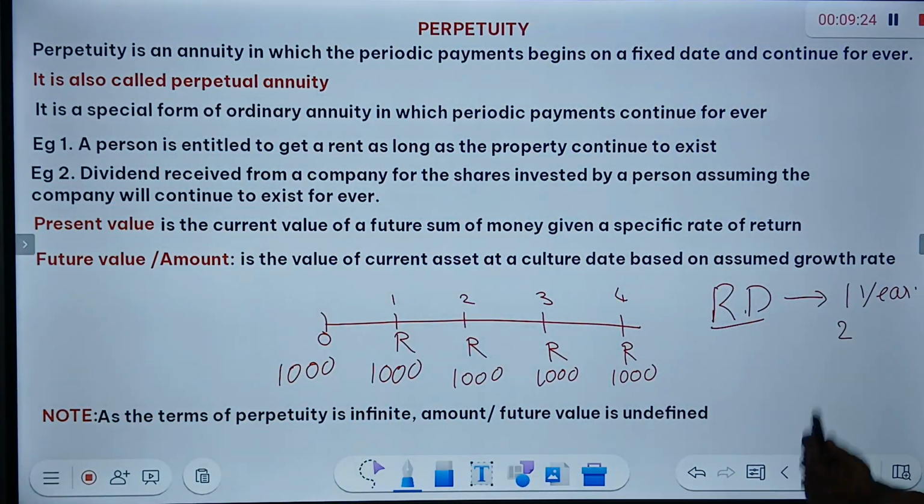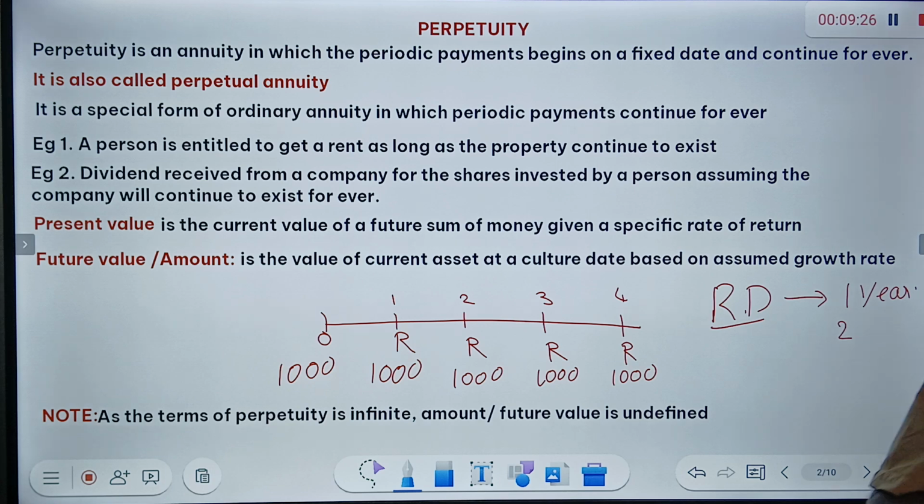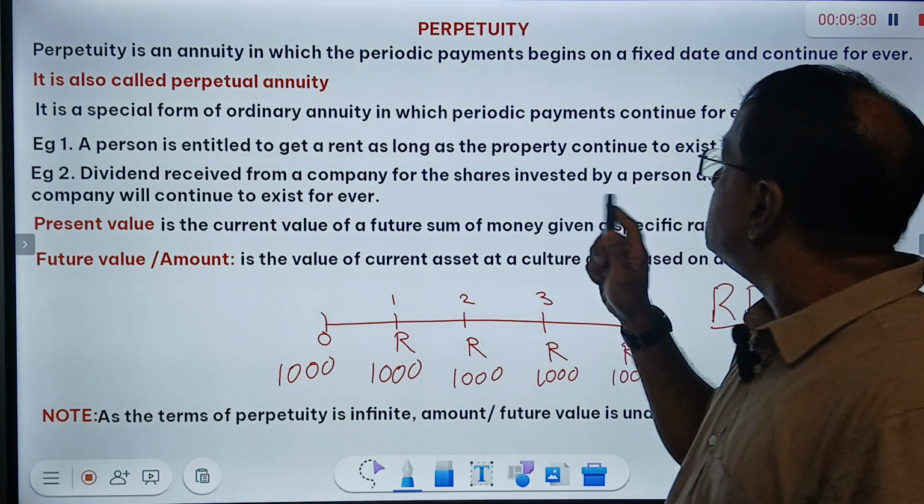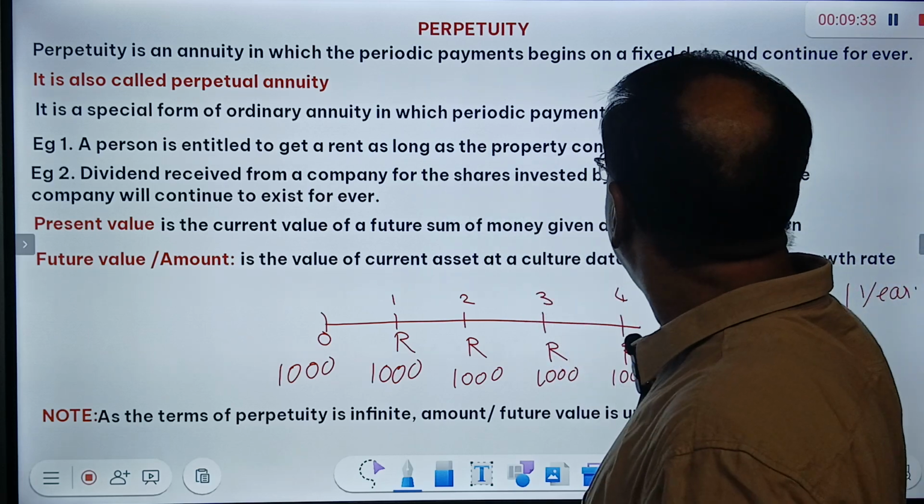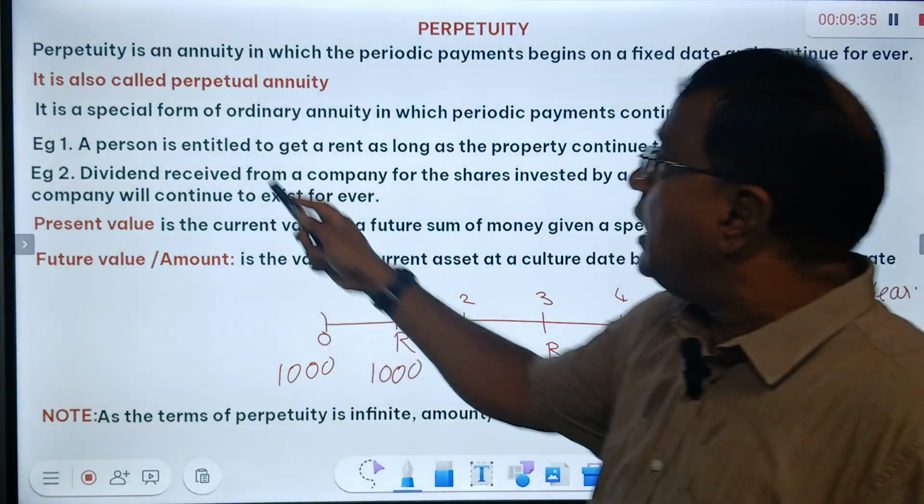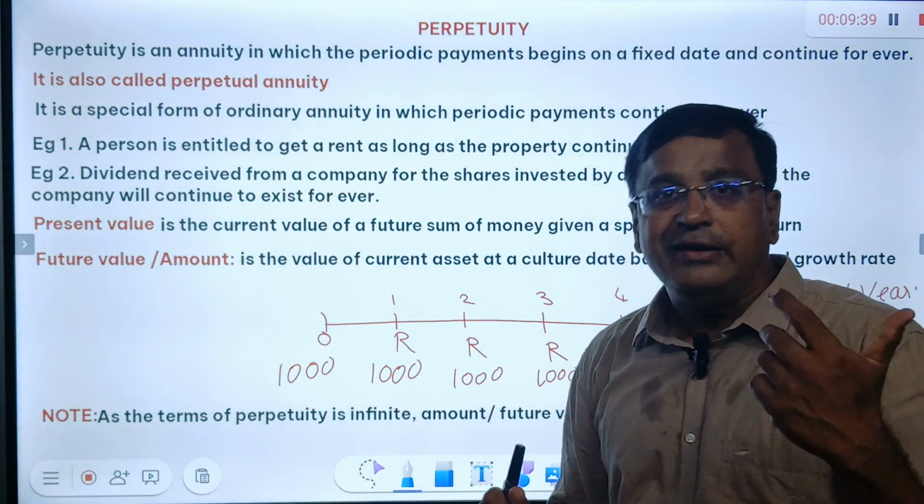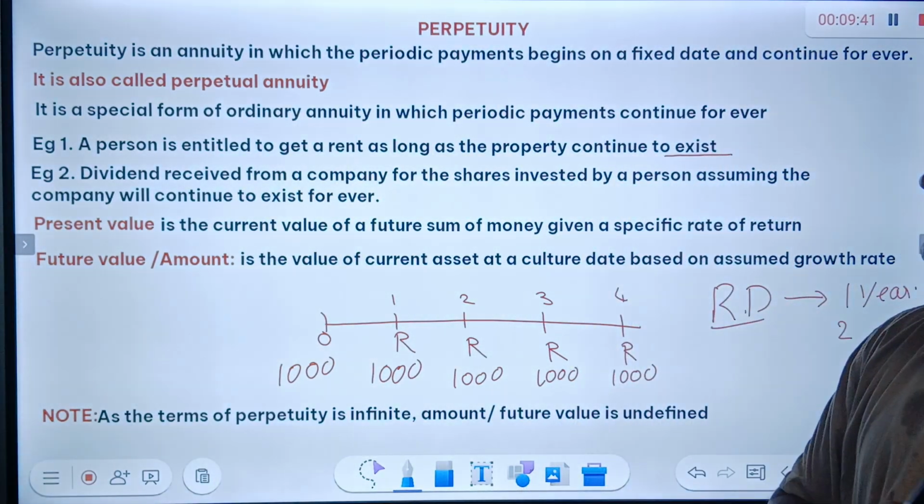Whereas in a recurring deposit, it is not the case, because after 1 year you stop, or after 2 years you stop. But as long as this property belongs to me, as long as this property exists, I will be continuously getting that money. So rental income, rent, is a perpetuity.